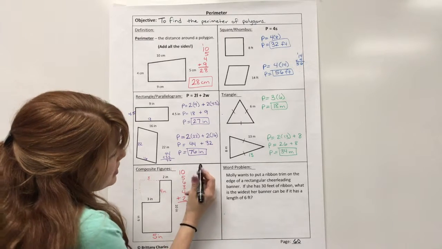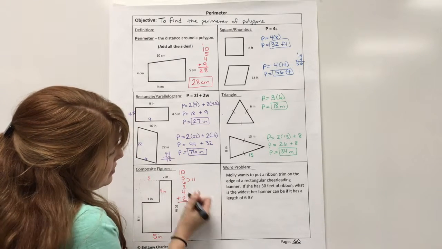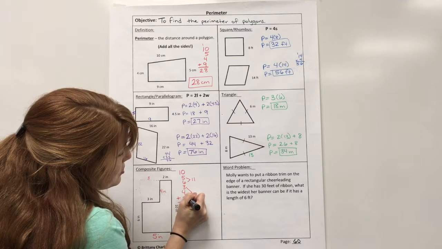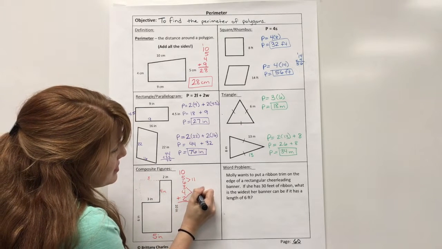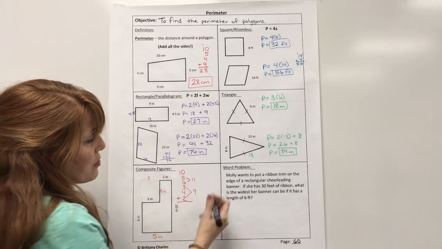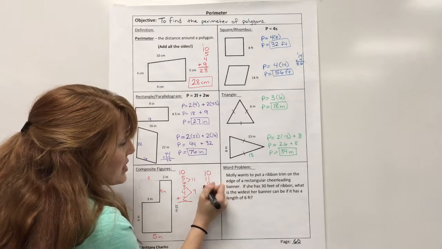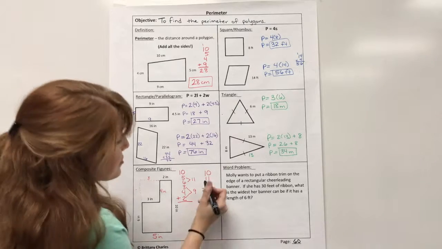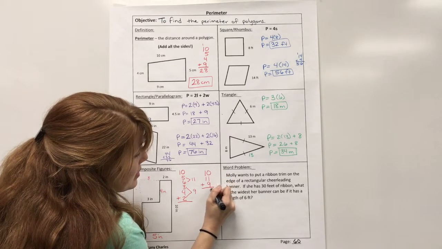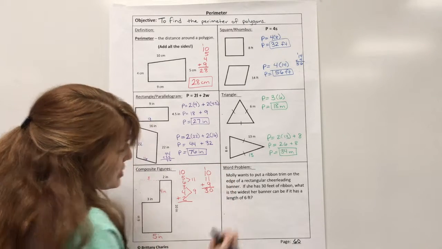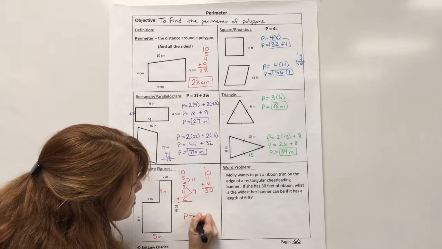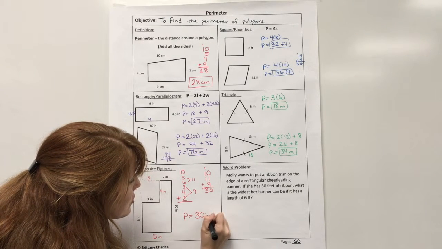Well, this makes 11, and 3, 4, and 2, well, that's 9. So now I'm going to just add those 3. Sometimes doing something like that can make it a lot easier to add a whole bunch of numbers. So 9, 10, so that makes 30. So my perimeter equals 30 inches.